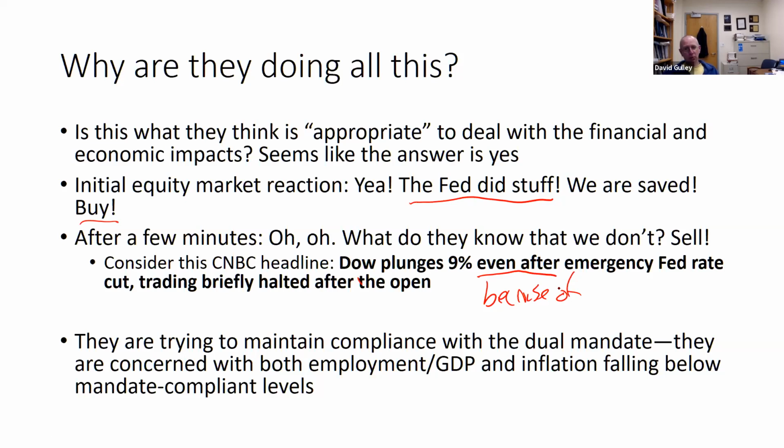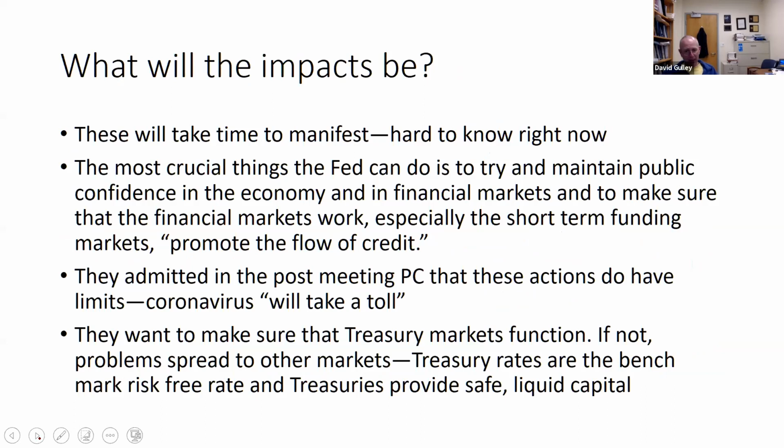So what they're trying to do here is to maintain compliance with their dual mandate. So they are required to do this by law. And so the Fed is clearly very concerned with the employment and GDP portion and also inflation falling below their mandate compliant levels. So what will the impact be? Well, it's really too early to know here, but we can say a few things. The most important things the Fed can do right now is to maintain public confidence that the economy and financial markets are going to continue to work.